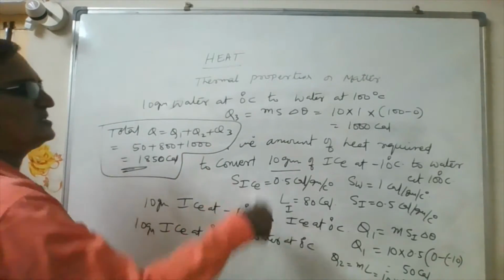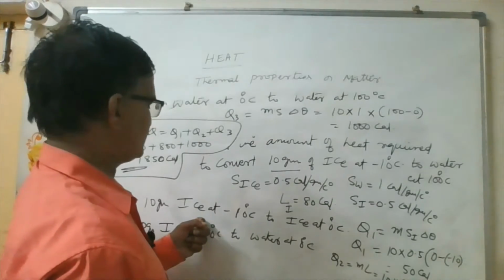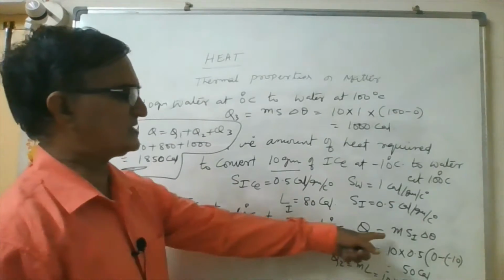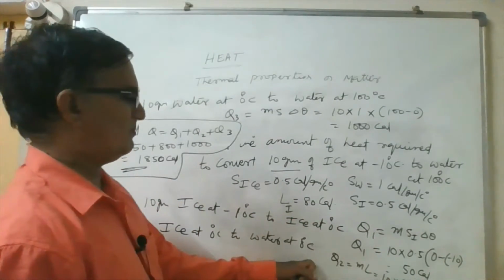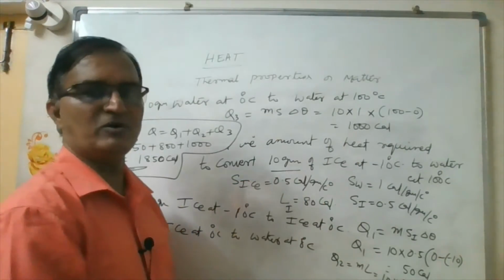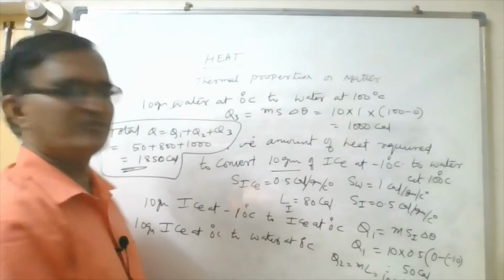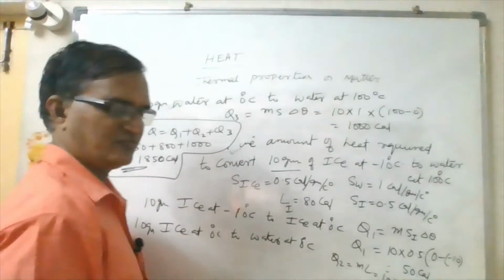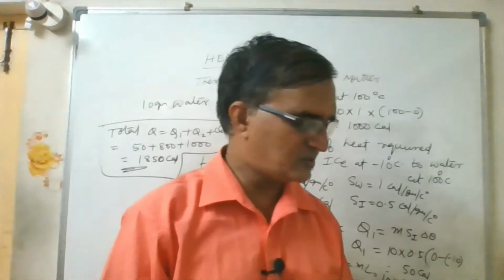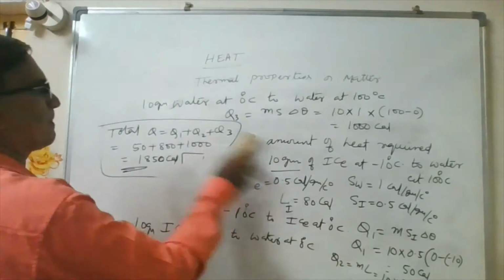Okay. This involves change of state. First we are taking ice at minus 10 to ice at 0. That is same state, m s delta t. Here change of state, mL. Here same state, water at 0 to water, m s delta t. What I explained in the last class, same thing we are doing here. Okay. This is the answer you have got. This is the first problem. And next problem we have.